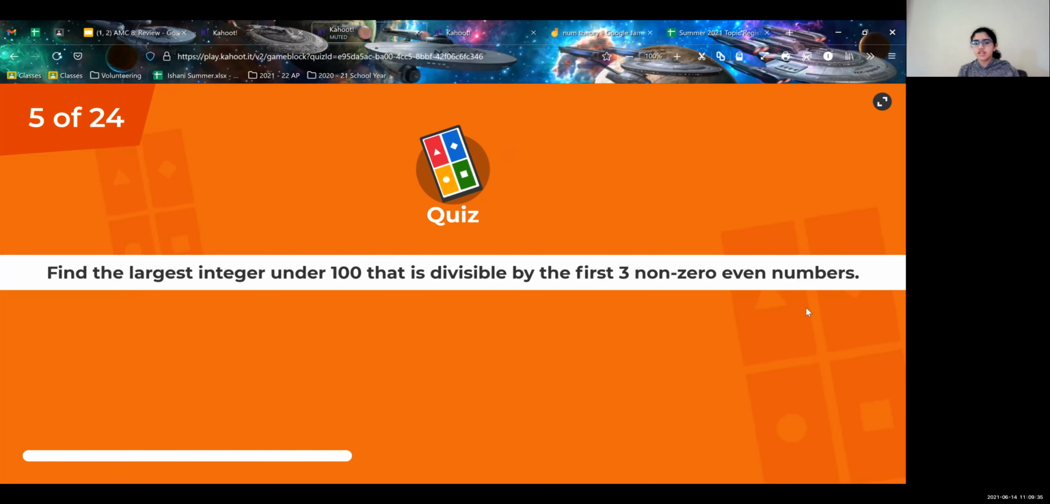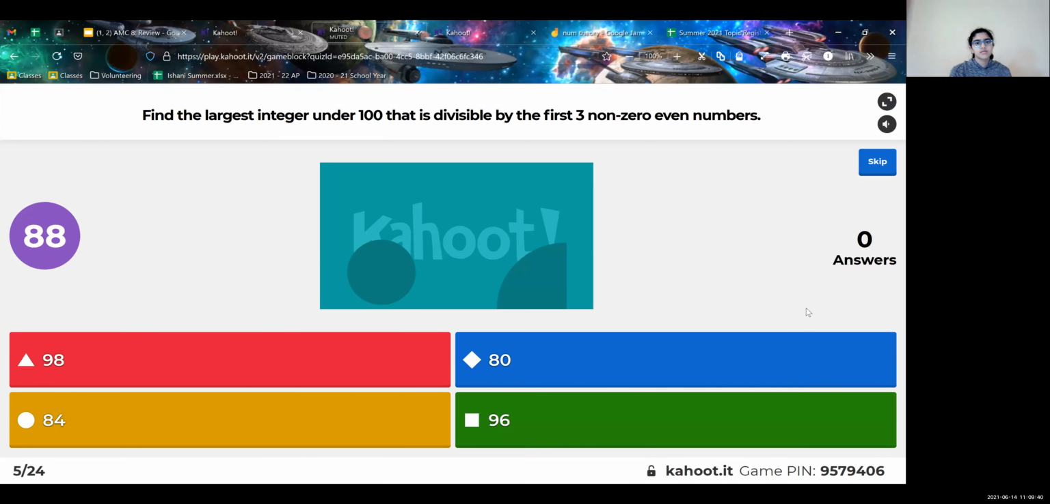Okay, find the largest integer under 100 that is divisible by the first 3 non-zero even numbers. Okay, so first figure out what the first 3 non-zero even numbers are. Then figure out what you're going to be doing with those numbers. And then figure out... What does non-zero even numbers mean? So non-zero would mean it's not zero, and then even numbers, you know. So it would be the first 3 positive non-zero even numbers. So, yeah.